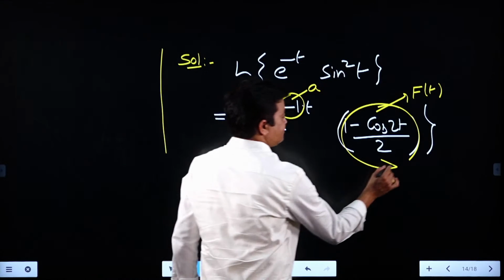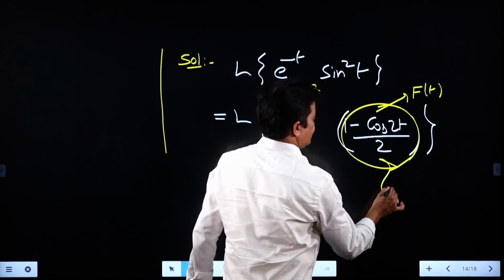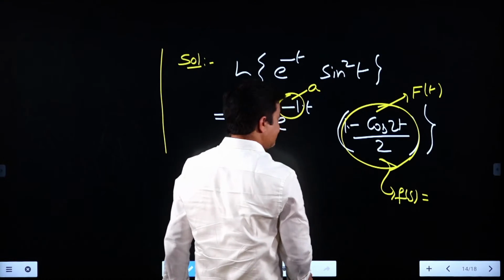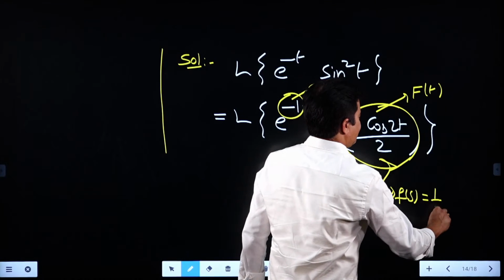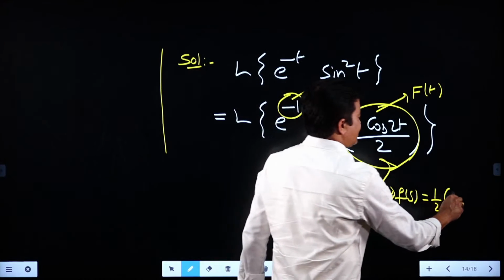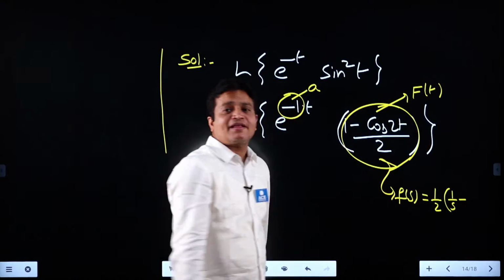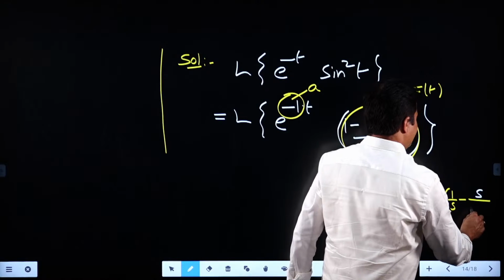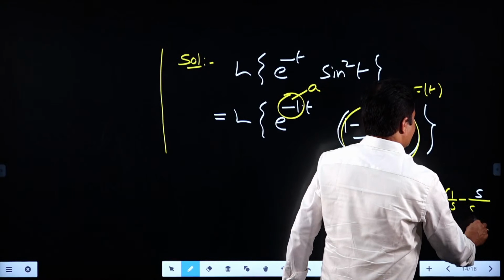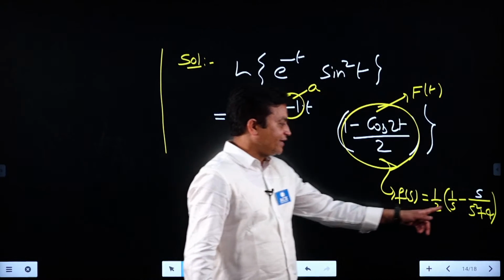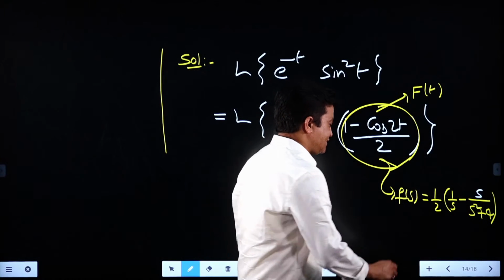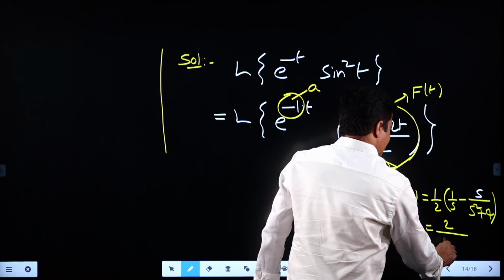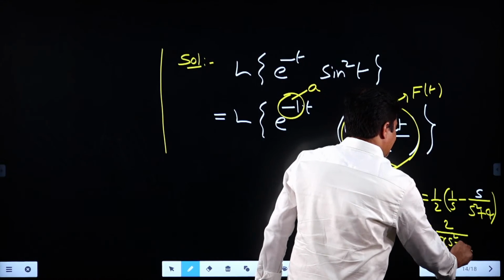Now observe, F of s means Laplace transform of this. So, for 1 by 2 constant, for 1 by s. Cos a t Laplace transform, s by s square plus a square. Here s by s square plus 4. Better simplify, s square plus 4 minus s square. That means 4 by 2 means 2 by s into s square plus 4.